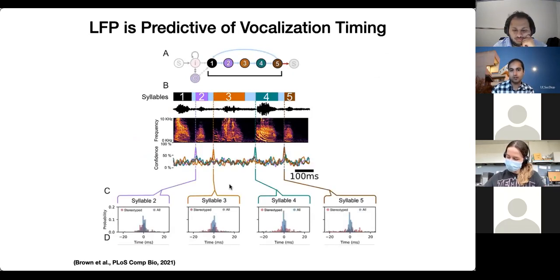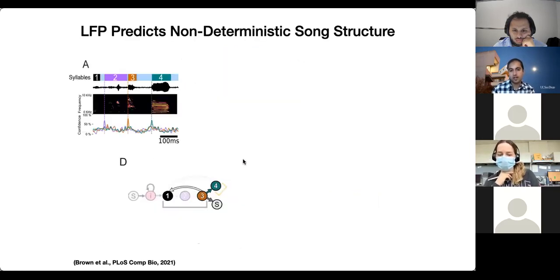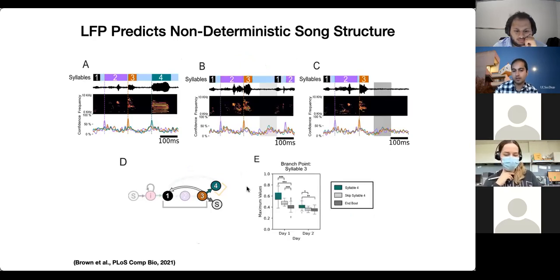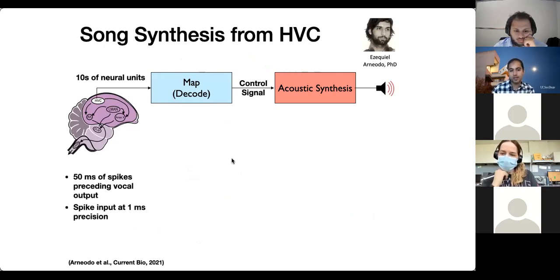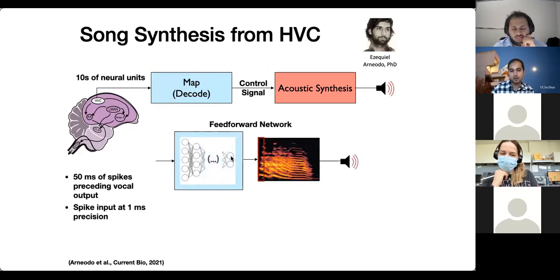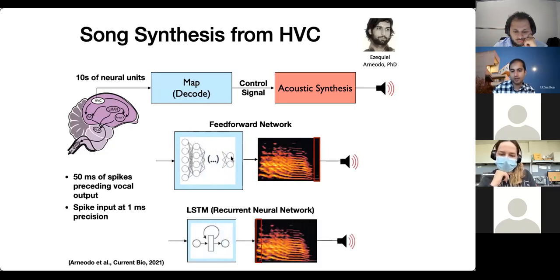So again, the LFP is predictive of both what syllable was produced as well as when it was spoken. And so again, more details in the manuscript. That LFP also gives us the ability to look at non-deterministic aspects of the song structure, so decision points, branch points. We can also synthesize the song from the premotor activity, and we're currently working on synthesizing from the motor activity, which we expect to be even more effective. But from the premotor activity, we can take small bins of spiking and run them through various neural networks to synthesize song.